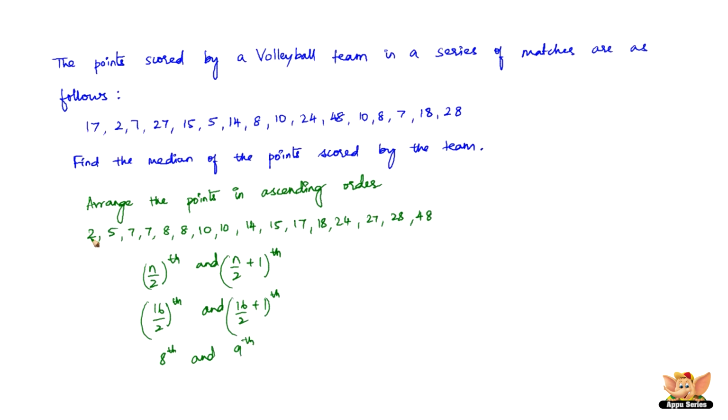So let us count them. 1, 2, 3, 4, 5, 6, 7, 8. So the 8th and the 9th are here. So we have 1, 2, 3, 4, 5, 6, 7. So we have 7 on this side, 7 on this side. So the middle terms are 10 and 14. So we need to find the mean of 10 and 14, which is nothing but 10 plus 14 by 2. And we get 24 by 2, which is nothing but 12. So therefore, the medial point scored by the volleyball team is 12.